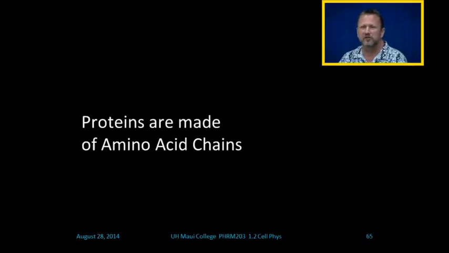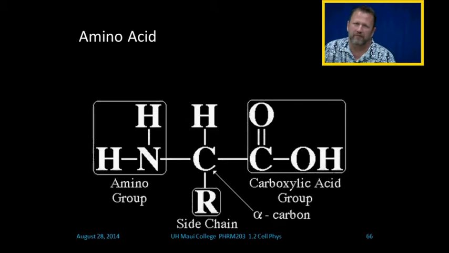Proteins are made of chains of amino acids, very, very long chains of amino acids. So I showed you this graphic of an amino acid. Here is an amino group. This is the carboxylic acid group. This is the side chain. R is always a variable group. R doesn't stand for any element.